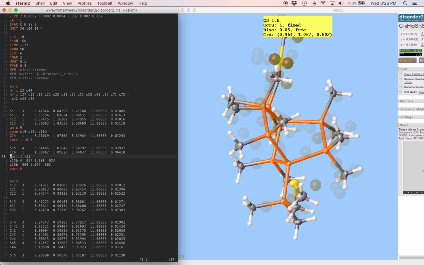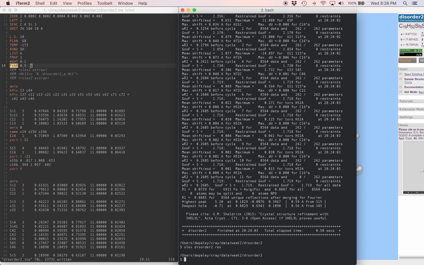Part 2 has its occupancy refined now, so we better change part 1 to match. This is going to be 21 since the other one is minus 21. We're going to go up to the FVAR line, make this a 70-30 disorder to start, but that number is going to get refined. And we'll try running this refinement.